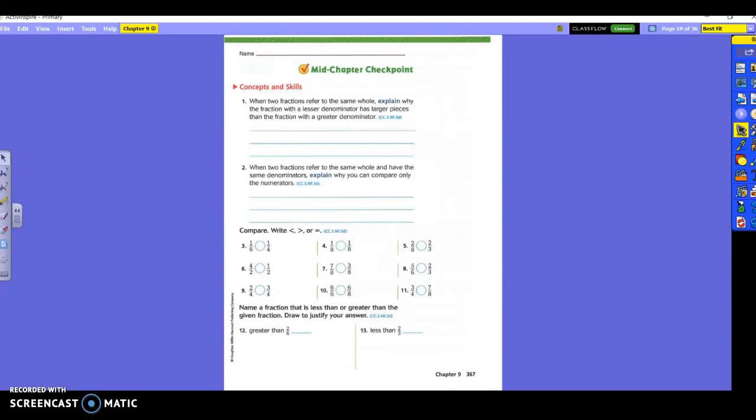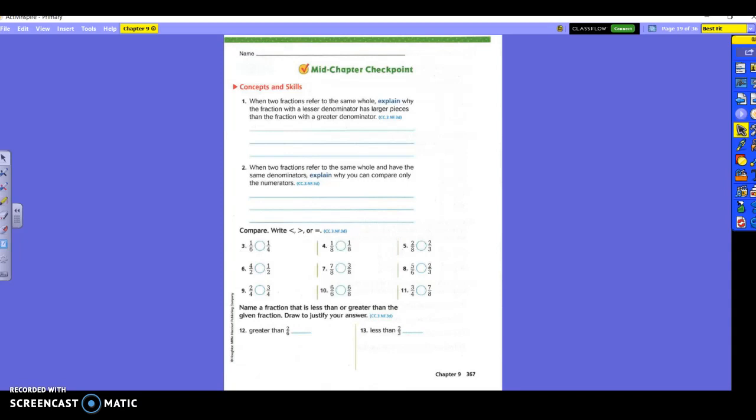Okay, boys and girls, mid-chapter checkpoint is showing you, or it's just review of all skills that we have done for chapter 9 so far. So you're going to use your fraction strips today to answer these questions. We will do number 1 and 2 together. Number 1, read the problem.